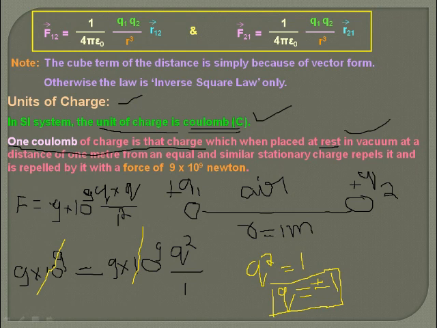So what is the definition? If two charges of the same magnitude are kept at a distance of 1 meter in air or vacuum and repel each other by a force of 9 into 10 to the power 9 Newton, then each charge out of them is said to be of 1 coulomb. This is the definition written here. This is the definition of unit charge, asked several times in your examination. In fact, whenever the examiner asks about Coulomb's law, they also ask about the unit of charge.